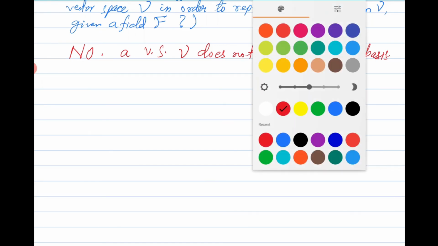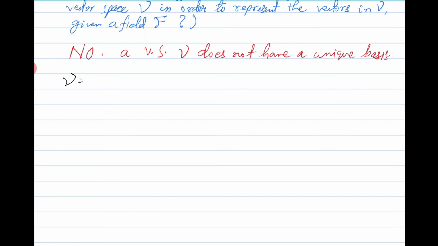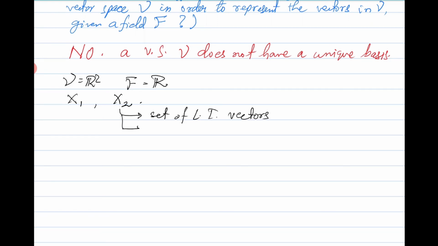Now, for example, in the case of the vector space R2 over the field of real numbers, one basis is given by x1 and the other basis is given by x2, because the argument that we used for x1 holds also for x2. x2 is a set of linearly independent vectors, and additionally the set of vectors span V.